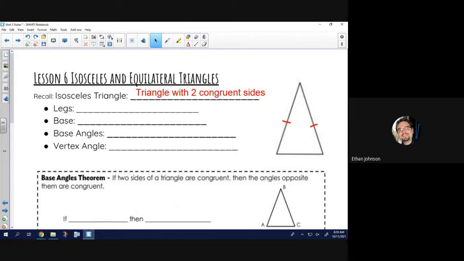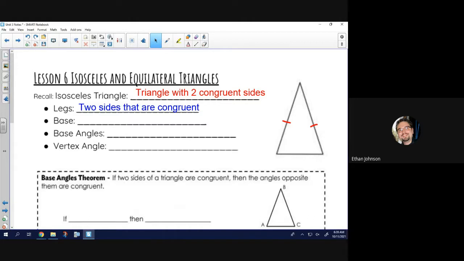But there are various parts of an isosceles triangle. For example, we have legs. Legs are the two congruent sides, so the two sides that we put the tick mark.